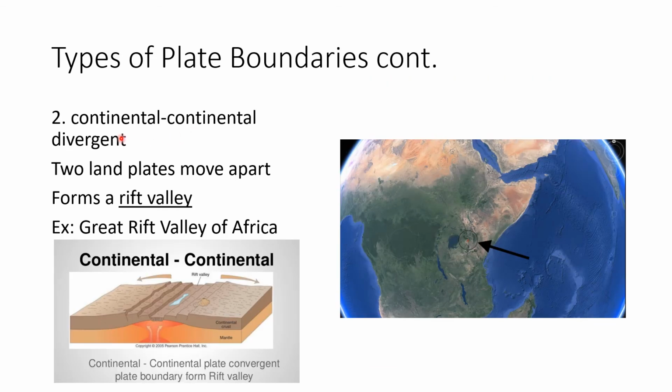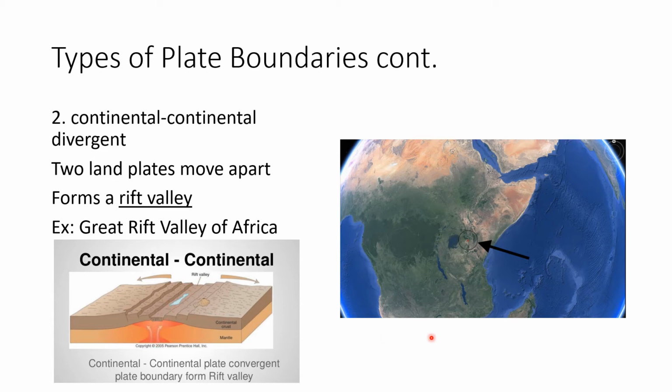Next subcategory is continental-continental divergent. So we've got 2 land plates that are moving apart from one another here. When you have 2 land plates moving apart from one another, you get what's called a rift valley in the middle. So land plate moving in this direction, land plate moving in this direction. The land is pulling apart and magma wells up into the gap and forms a rift valley.